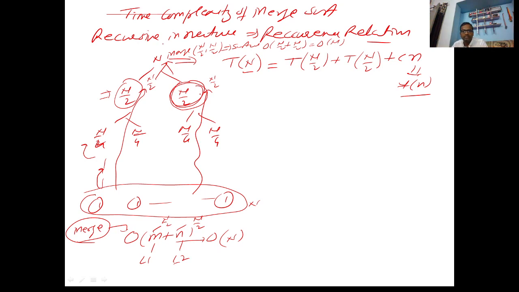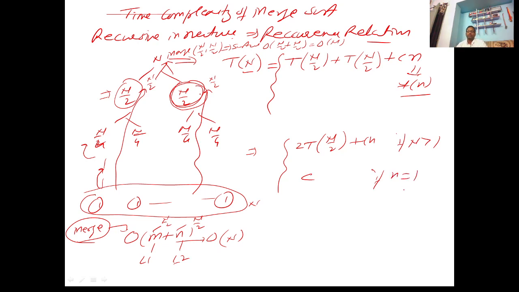So this is the first part of our recurrence relation, which says that T of n is equal to T of n upon 2 plus T of n upon 2, or in simpler words, T of n is equal to 2 T of n upon 2 plus Cn if n is greater than 1, and is equal to C if n is equal to 1, because merge sort was invoked only if the list contains more than one element. This was the single condition.